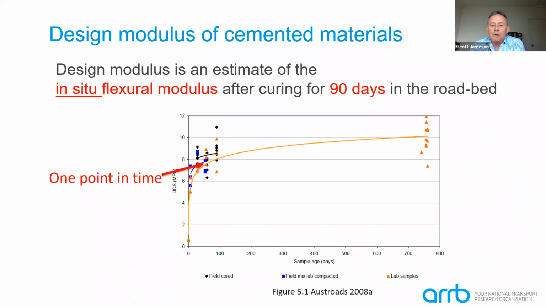In terms of the process for calculating the design modulus, it is an estimate of the in situ flexural modulus after curing for 90 days in the roadbed. So it is a modulus at one point in time. You can see the modulus of cemented materials changes with time. We've decided to adopt one point in time as our definition of design modulus, rather than a more complex characterisation that might consider how the modulus changes with time.